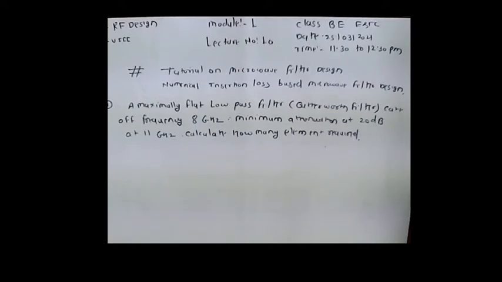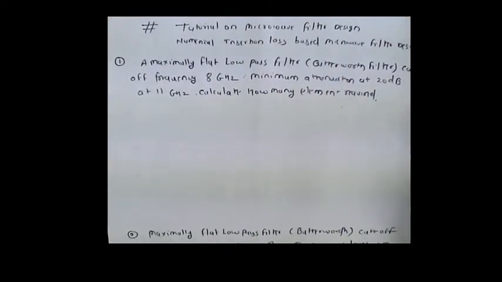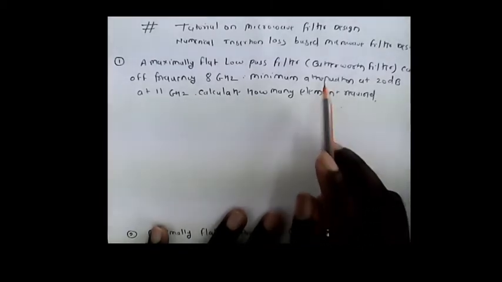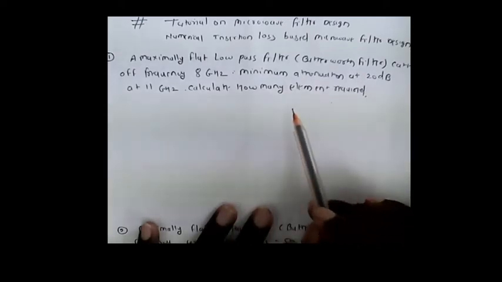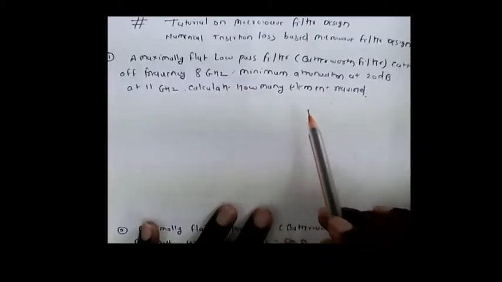So first we will see a maximum flat low pass filter. Whenever we hear this word, that time the filter is a type of Butterworth filter. The cutoff frequency is 8 GHz, and the minimum attenuation is 20 dB, meaning power loss ratio or insertion loss ratio, at 11 GHz. Calculate how many elements are required. So here we have to calculate the order of the filter, that is capital N. Then first we write down the solution.